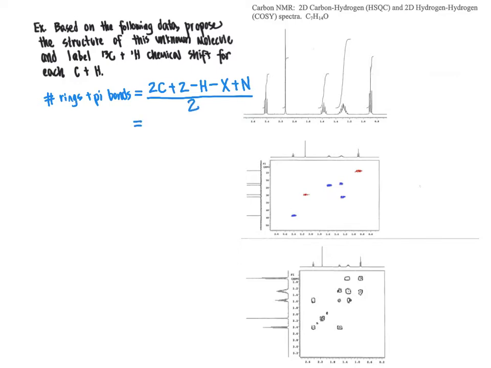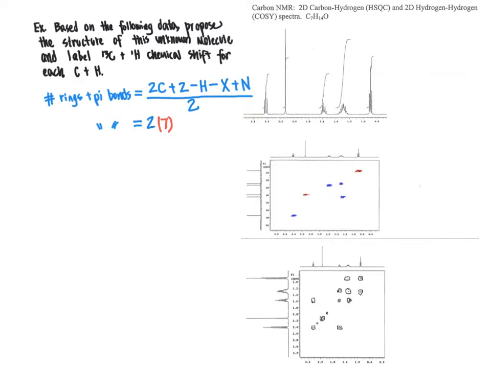This is a formula that you learned back in organic chemistry when working out the number of rings plus pi bonds. So we will absolutely need to make sure that our structure has the sum of rings and pi bonds that matches up with what we calculate here. So let's go ahead and calculate that. 2 times the number of carbon atoms in this structure is equal to 7. That is given to us.